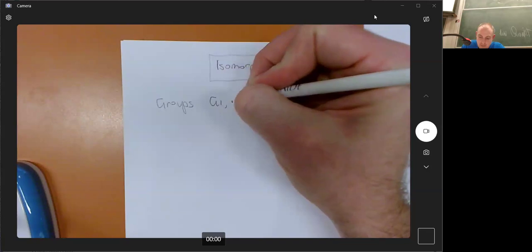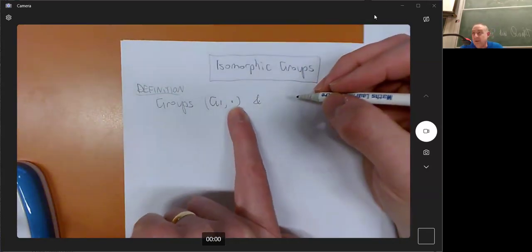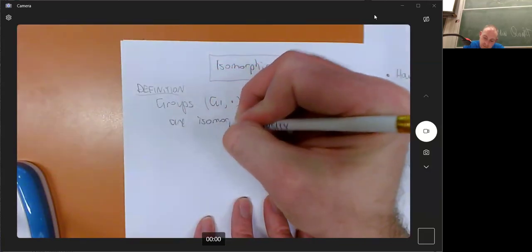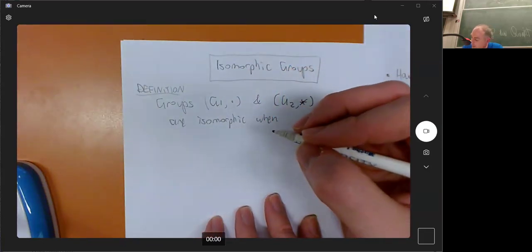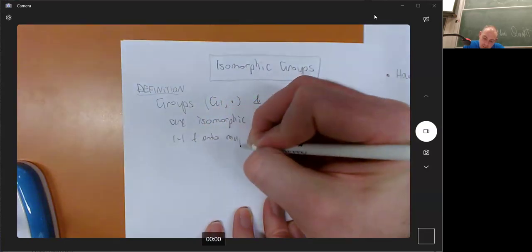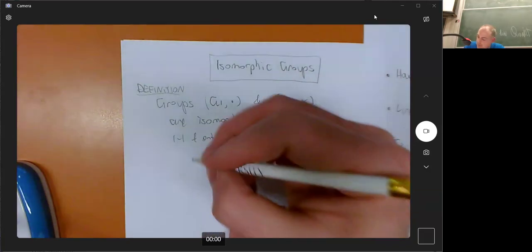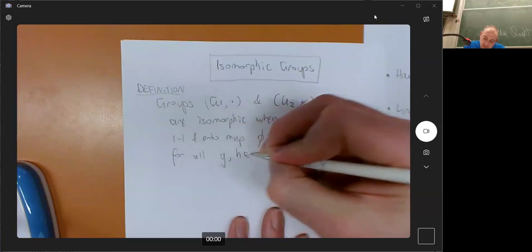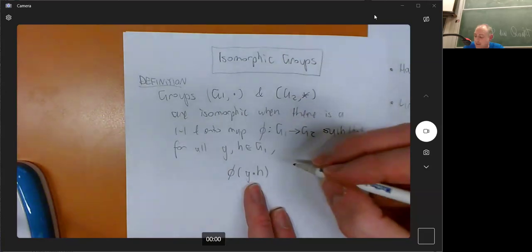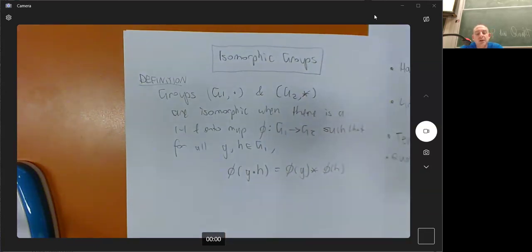Groups G1, and so this is a definition, under that operation, and G2 under that operation, are isomorphic when there is a one-to-one and onto map phi, which sends G1 to G2, such that for all elements G and H in the first group, phi of G times H, or whatever the operation is, phi of G. That's the definition of being isomorphic.